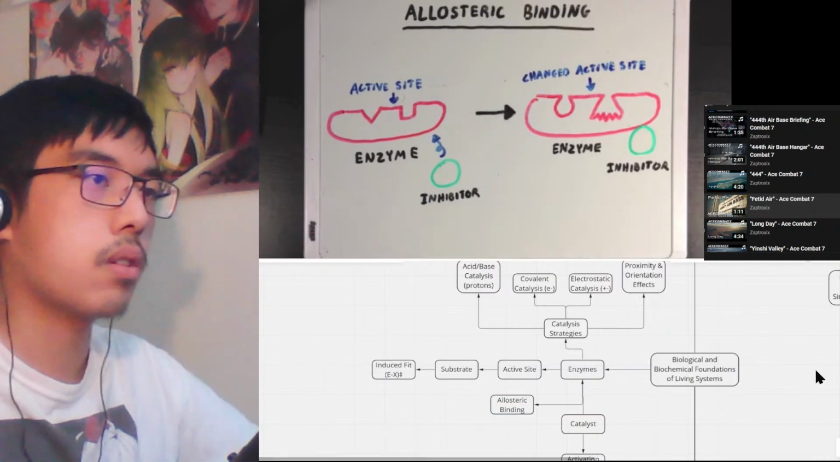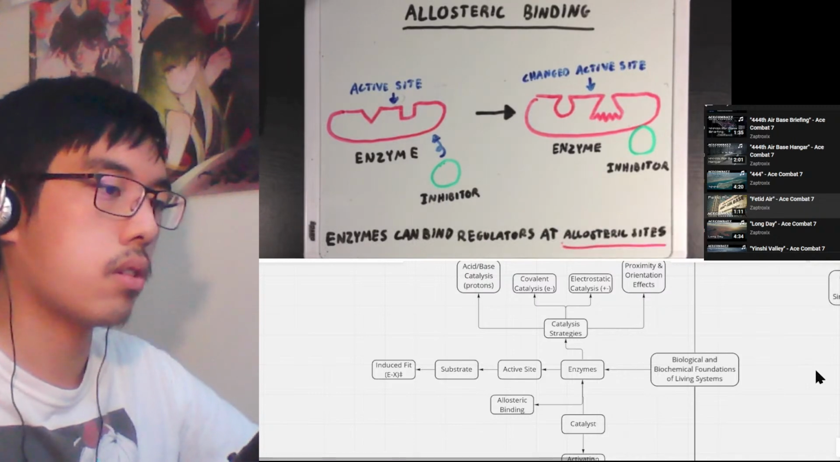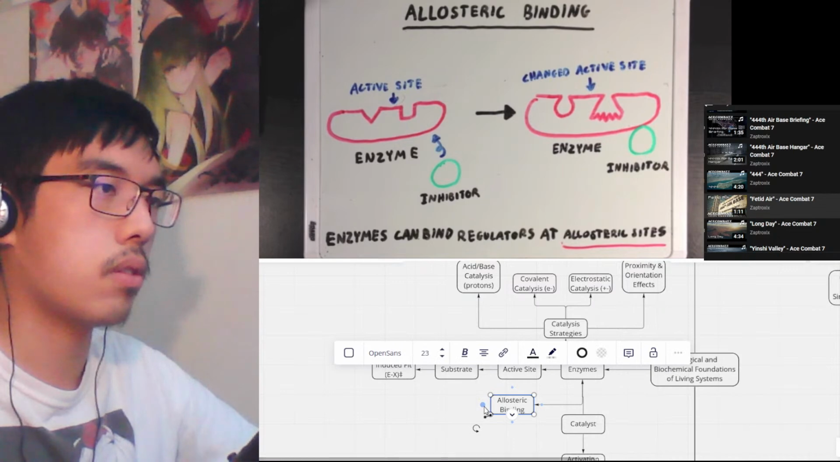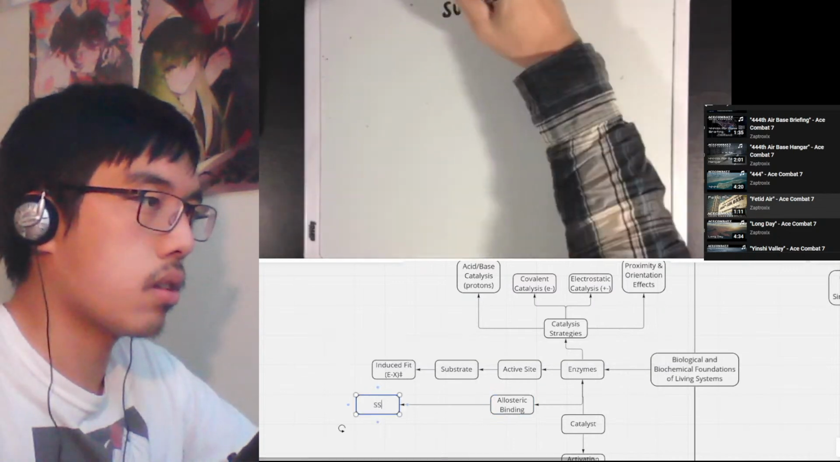So while enzymes bind reactive groups at their active sites, they can also bind regulators at their allosteric sites, and allosteric sites just refer to any binding site outside of the active site. And remember, allosterically binding molecules can either be activators or inhibitors, any regulating molecule. So what did we learn?